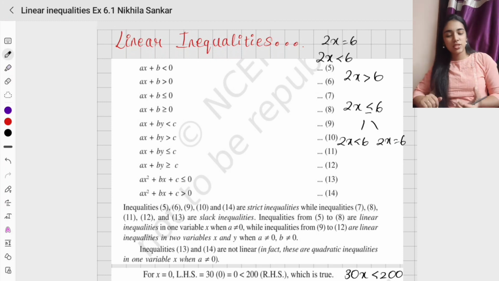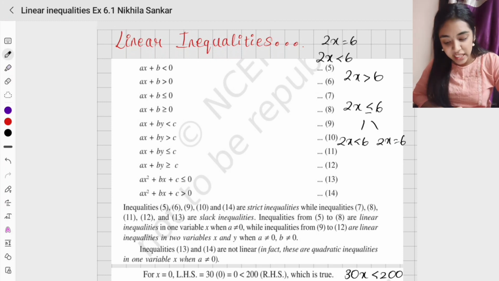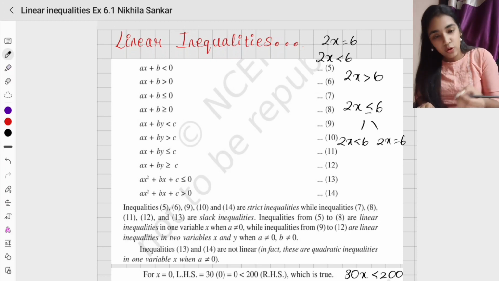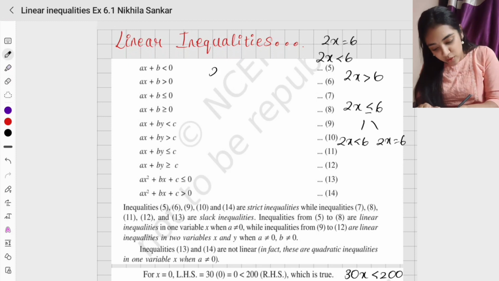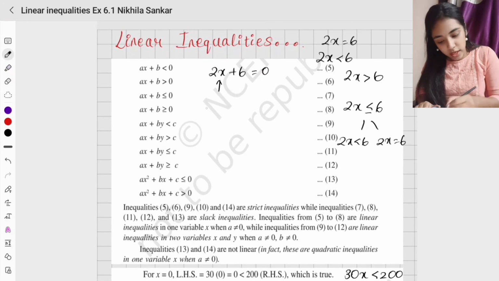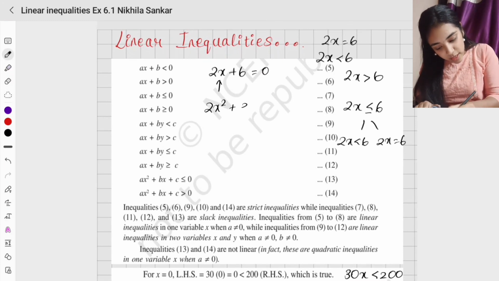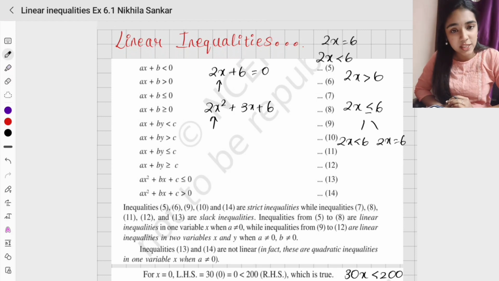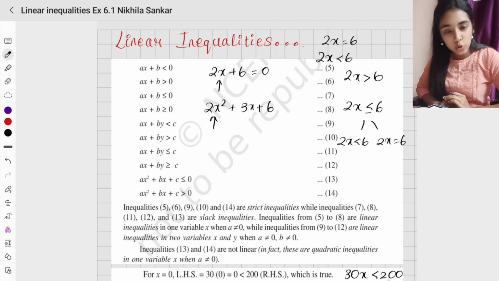What is linear? We just saw what is an inequality. What is a linear inequality? What is linear? What we were studying all these days was linear. So when you have 2x plus 6 equal to 0, this is linear, that is, the power of x is 1. Then you have 2x square plus 3x plus 6, and the highest power of x. What is the highest power of x in the polynomial? 2. Look at the highest power.